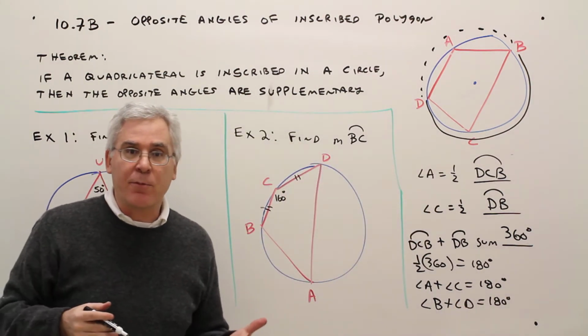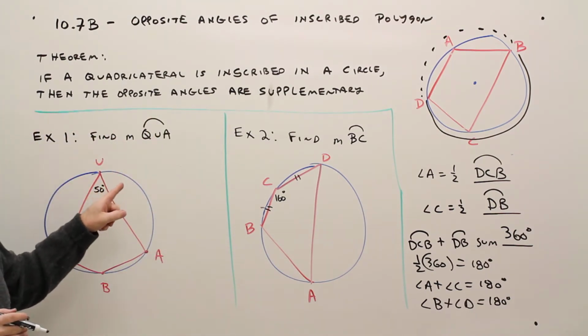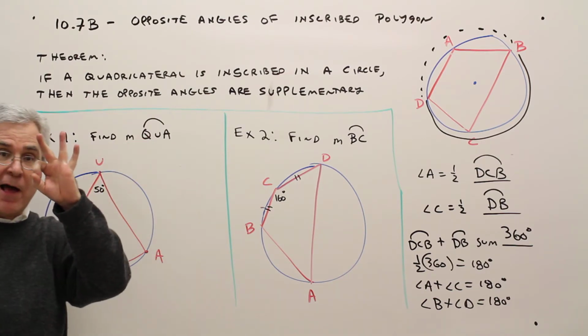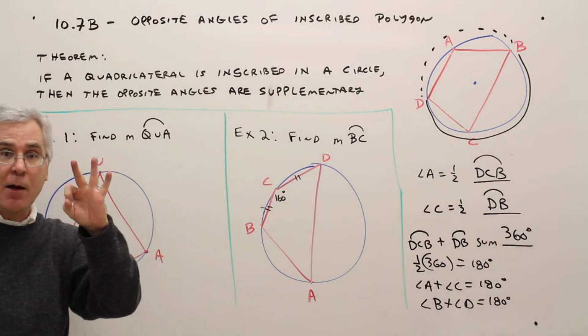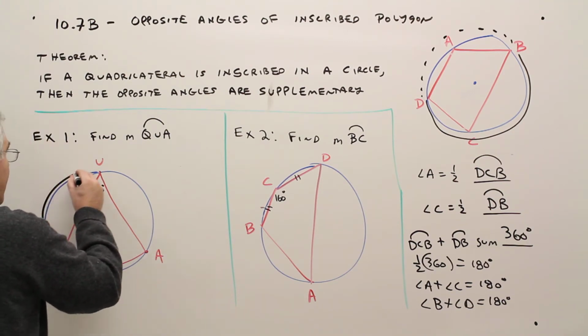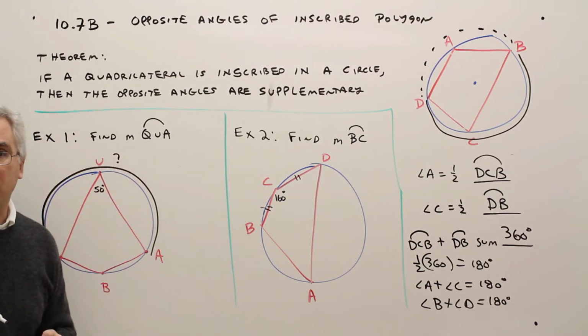Now let's use that theorem in examples. All right, example 1. Find the measure of major arc QUA. So 3 letters, that means we're going to be going more than 180 degrees. So first let's identify what we're looking for. We're looking for that arc right there.